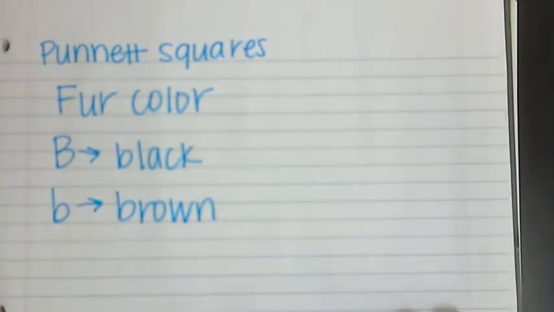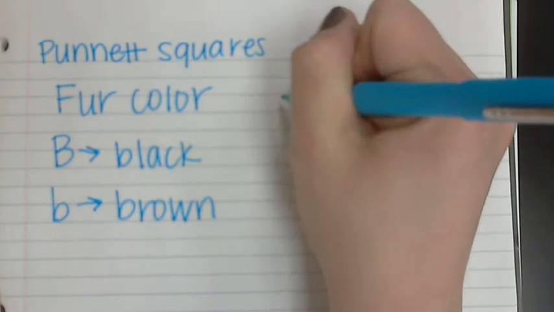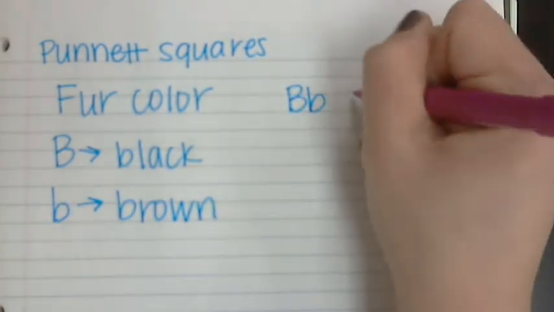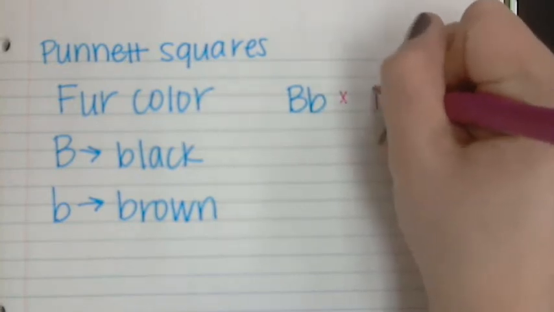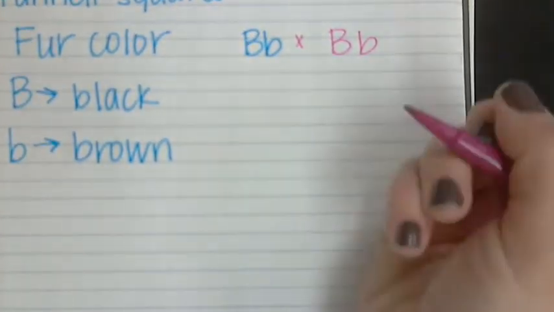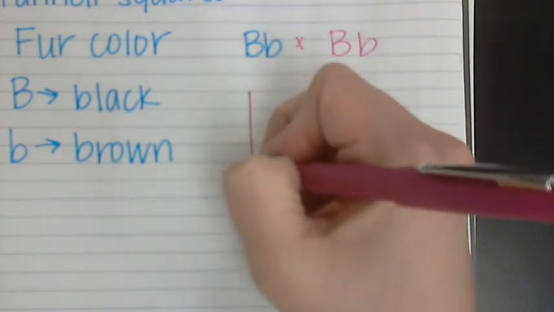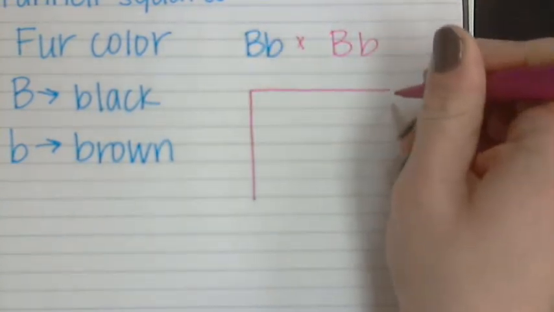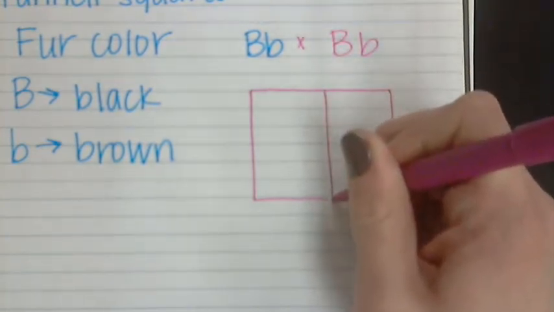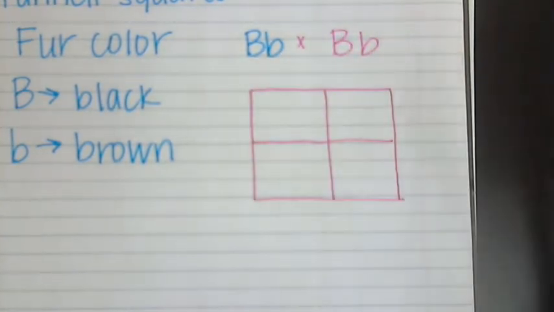So, what I'd like to do is take a heterozygous individual and cross that with another heterozygous individual. I'm going to use two different colors so that you can follow the alleles. So the next thing we're going to do is draw our Punnett square, which is just 4 boxes.